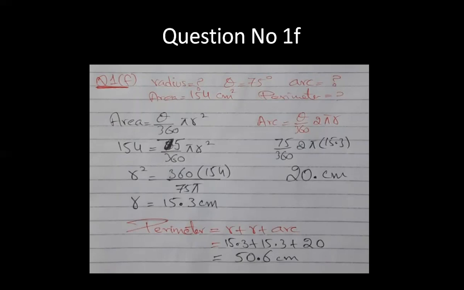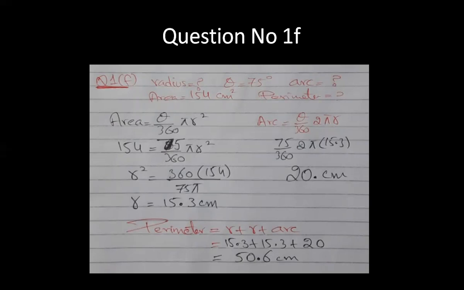So once you know the radius, you can find out the arc length, and the formula for the arc length is theta divided by 360 times 2 pi r. Theta is 75 divided by 360 multiply 2 multiply pi, and the radius is 15.3 equals, and you will get 20 centimeters. So the arc length is 20 centimeters.